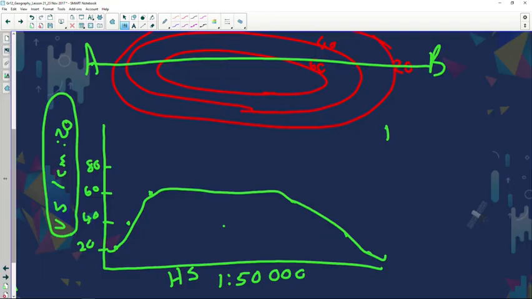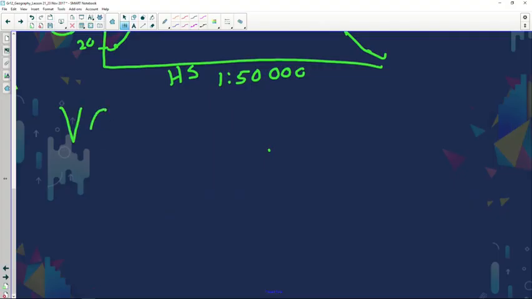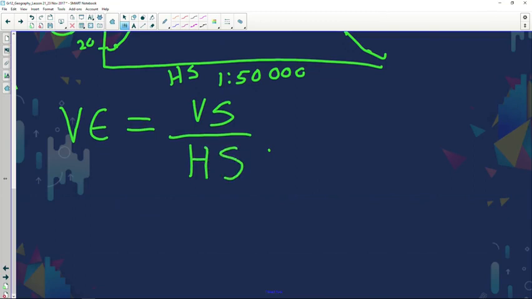Now first of all, let's go and have a look at the definition, the concept, the formula of vertical exaggeration. The formula for vertical exaggeration is the following. Vertical exaggeration equals the vertical scale on top of the horizontal scale.